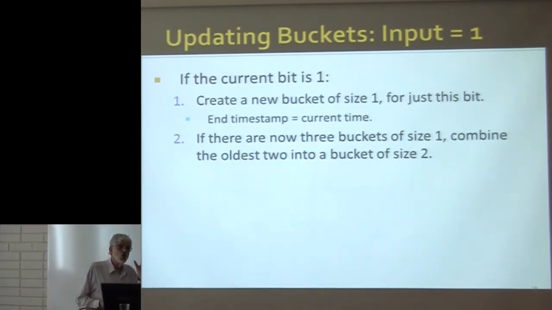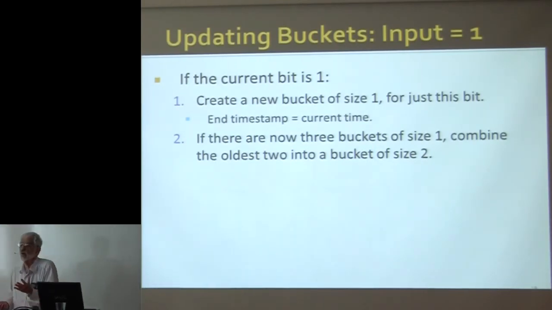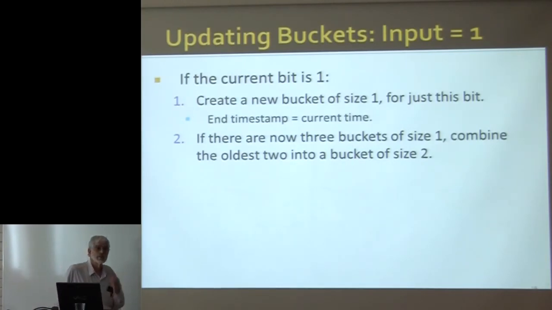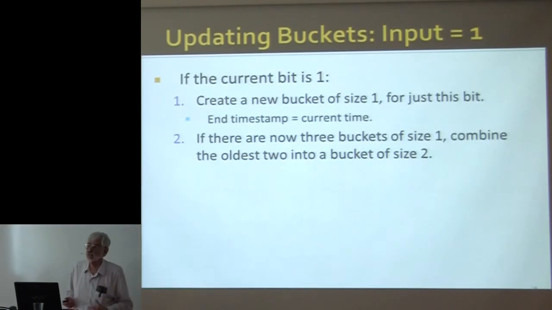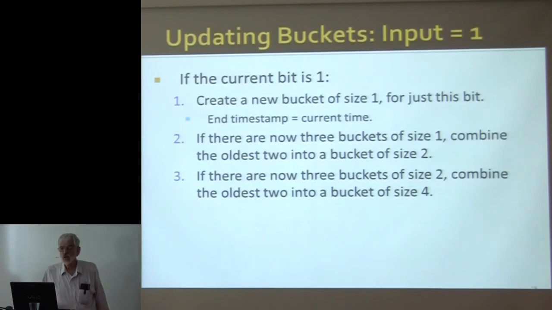I take the 2 oldest buckets of size 1, and I turn them into a bucket of size 2. And I can do that by simply forgetting about the oldest of the 3. Its end timestamp doesn't matter anymore. The end time of that bucket of size 2 is the end time of the second oldest of the 1s, but I raise its size so that instead of 1, it's now of size 2.